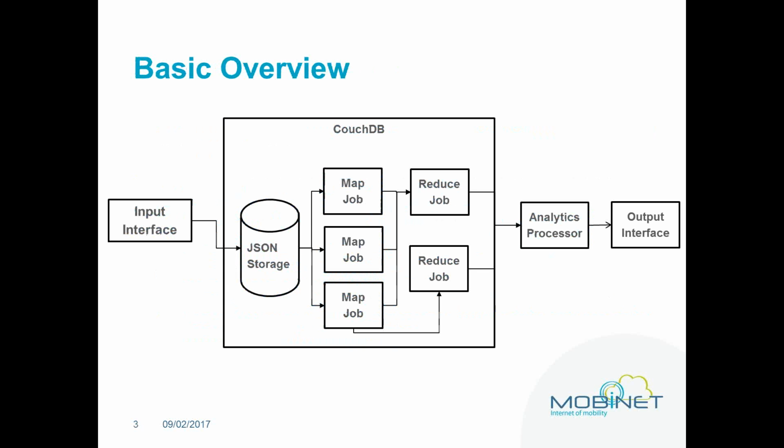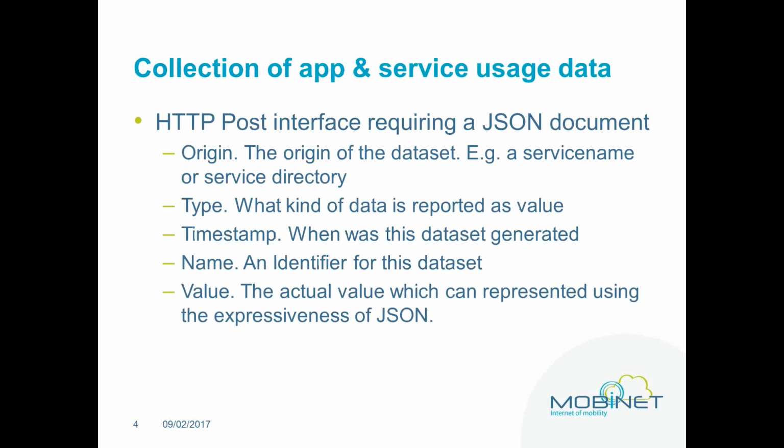So this is a basic overview of the component, how it works at the moment. We have an input interface which we have defined. We store everything in a CouchDB at the moment for convenience reasons. We do some MapReduce jobs, do some post-processing after this, and then provide everything through an output interface, which is basically publicly available, but we also show things then on widgets on the dashboard.